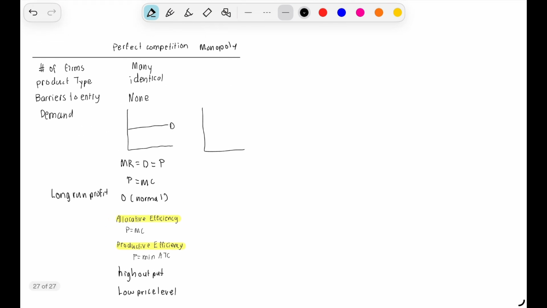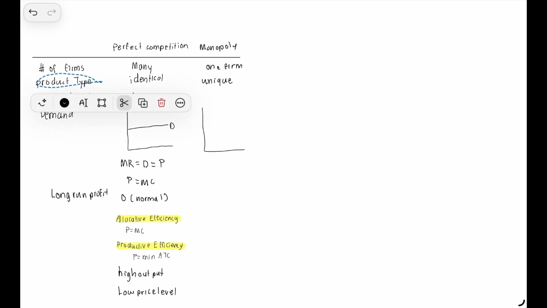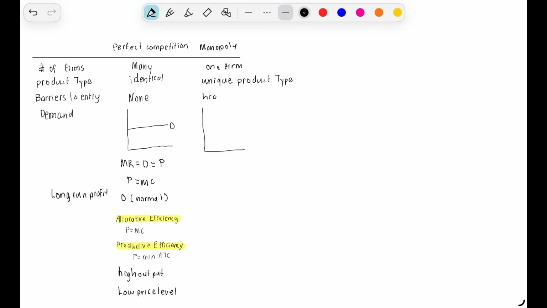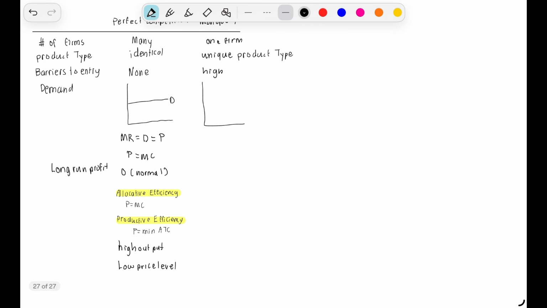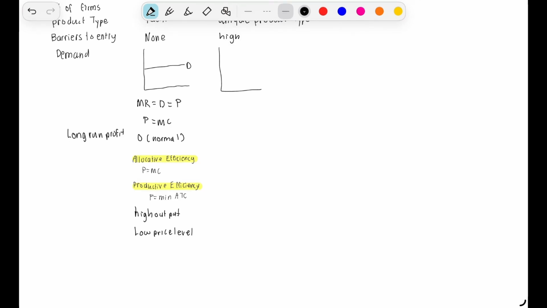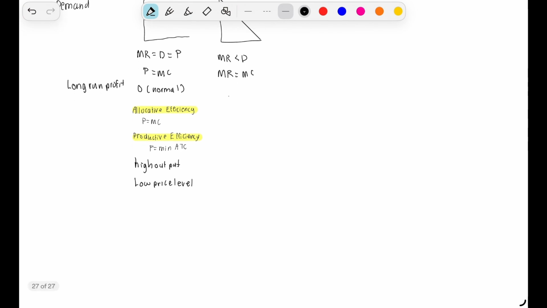Now, what about when you have a monopoly? You have one firm. You have a unique product type. You have high barriers to entry. Your demand is downward sloping. Your marginal revenue is less than your demand. Your marginal revenue is equal to your marginal cost. Your price is greater than your marginal cost.